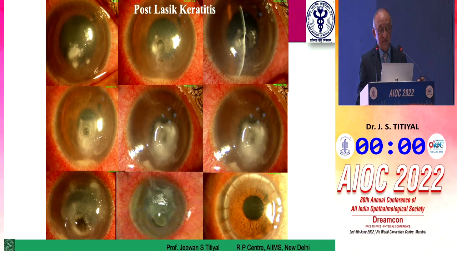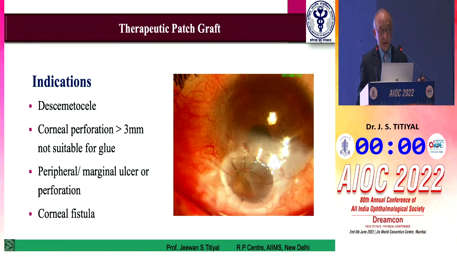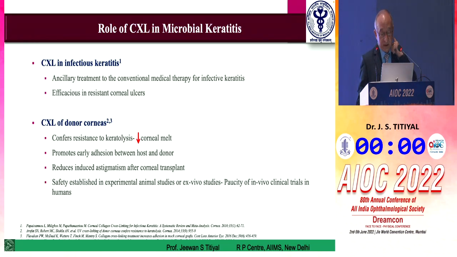So this is one of our cases. We started with just an IC-K type picture. We did a DALK, which seemed to do well, but after 4 weeks, the patient developed recurrence. Ultimately, we had to do a therapeutic full thickness graft in this case. Patch graft covered by Dr. Rajesh. A little bit on cross-linked corneal tissue.